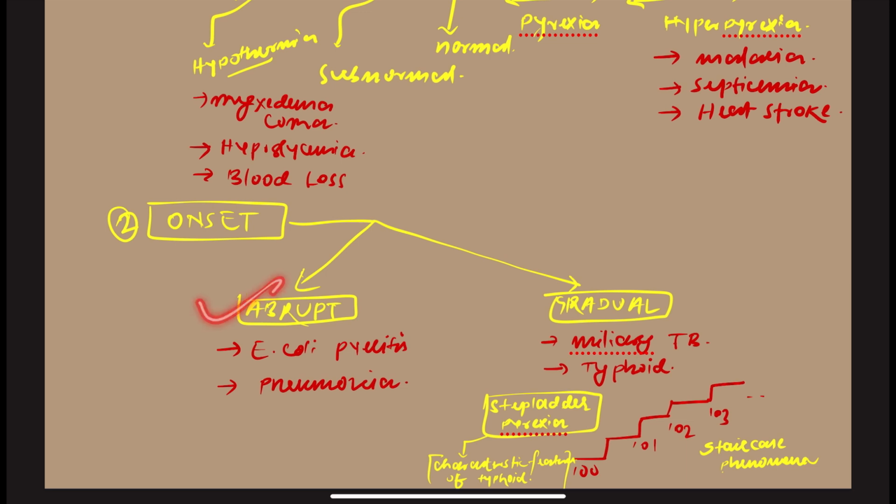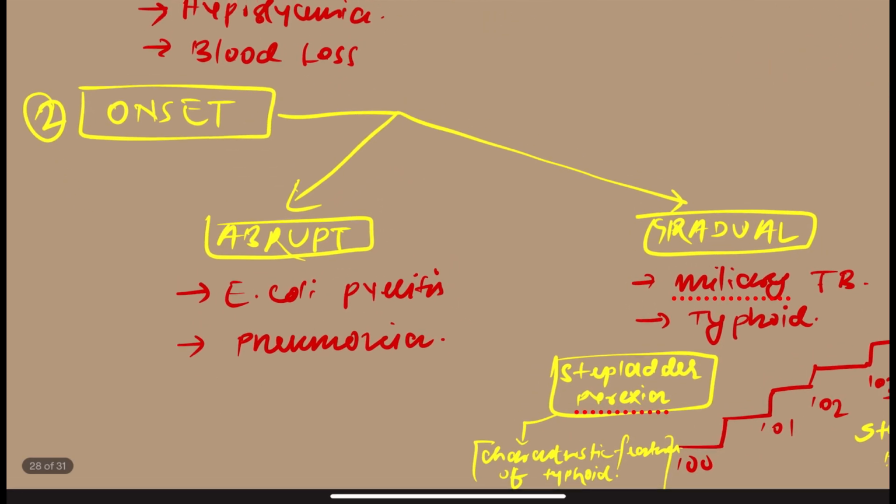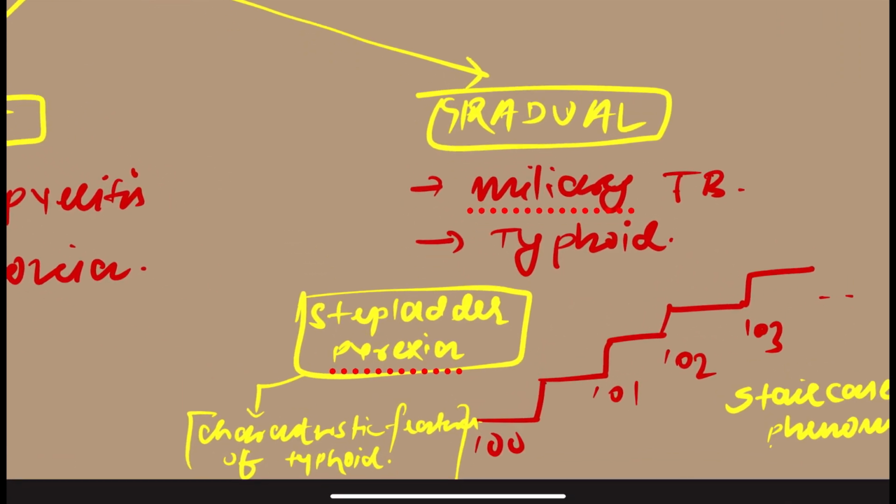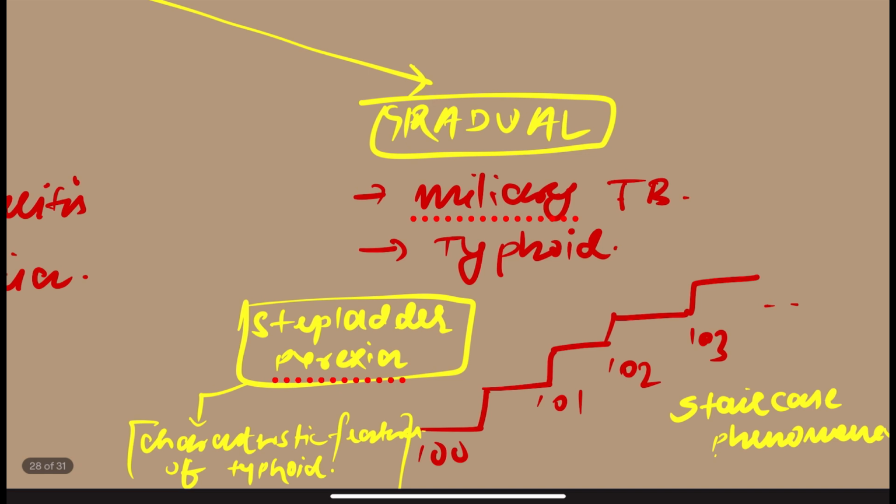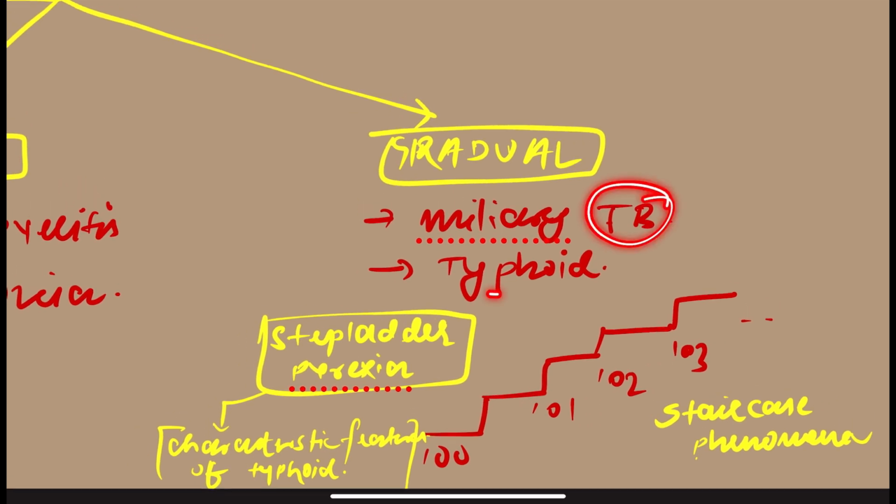There will be discussed abrupt and the gradual. In case of the abrupt, it is the condition where the individual is getting sudden onset of the fever. It may be caused by Escherichia coli pyelitis and pneumonia. And in case of the gradual onset, it will be malaria, tuberculosis, and typhoid.